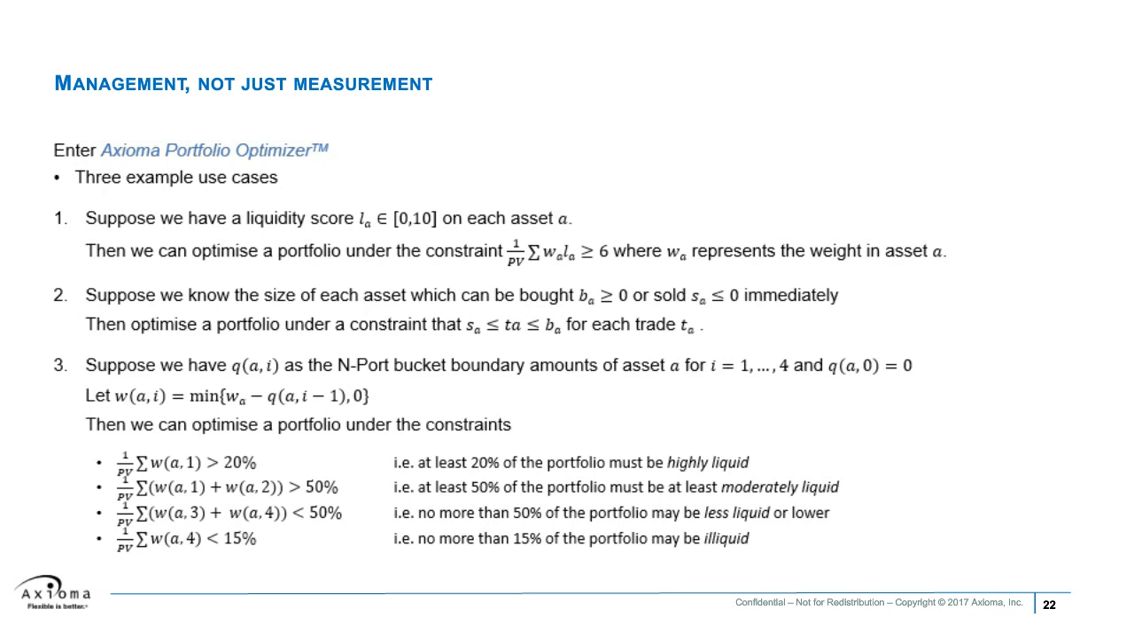And in this example, the bullet points at the bottom show how to optimize a portfolio such that at least 20% of the portfolio must be highly liquid, at least 50% of the portfolio must be at least moderately liquid, no more than 50% of the portfolio may be less liquid or lower, and no more than 15% of the portfolio may be illiquid.